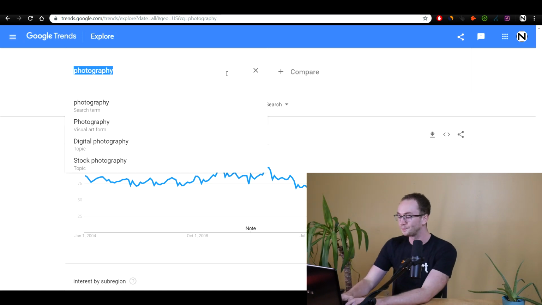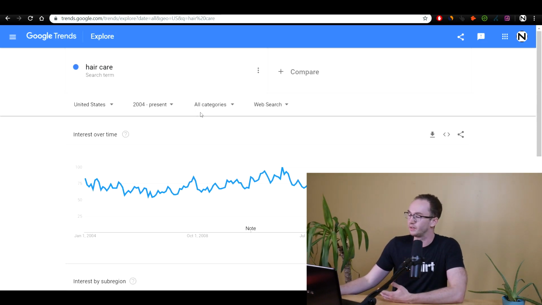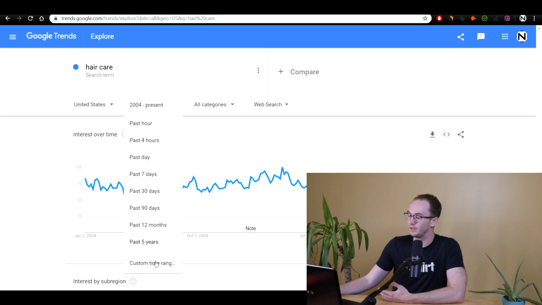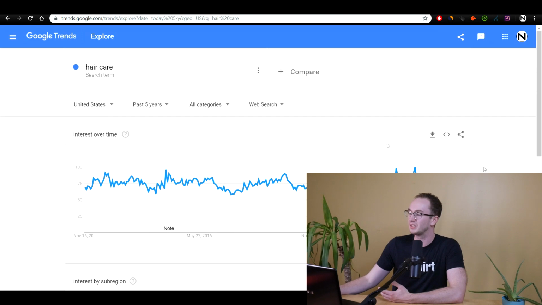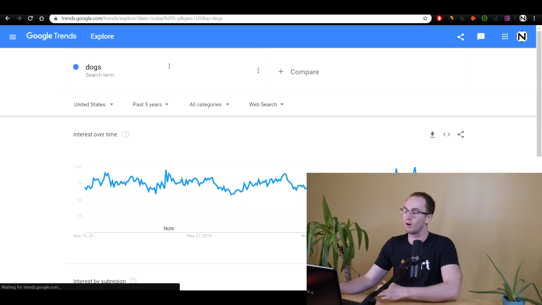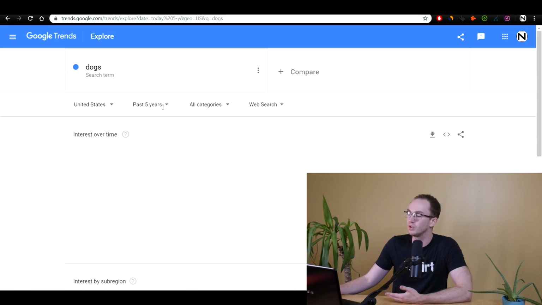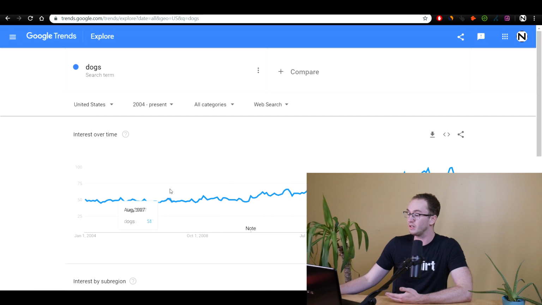Maybe you look at something like hair care. I mean, I don't know. This is probably a decent topic, right? Over the past 5 years, you can kind of see there's pretty consistent information about it. Let's say dogs. Dogs are probably going to be pretty consistent, but you can just generally look at search trends over time. And as you can see, dogs are actually more popular over time from back in 2006.